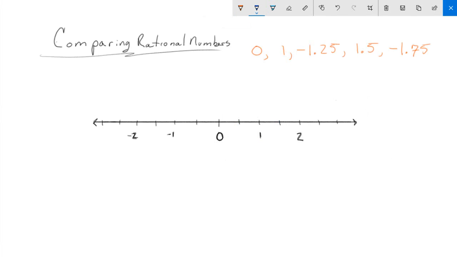Hi everyone. Today we're going to be talking about comparing rational numbers. I already made a video on comparing integers. Integers are just negative or positive whole numbers. Rational numbers include a little bit more.